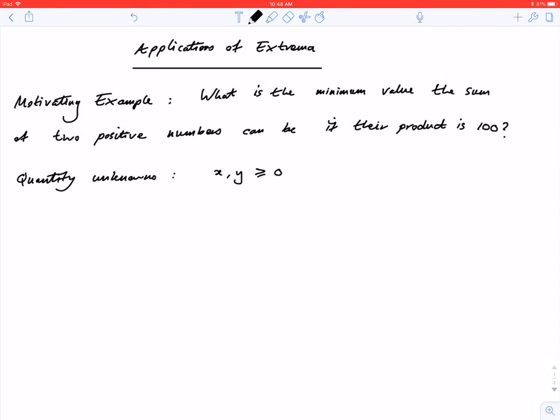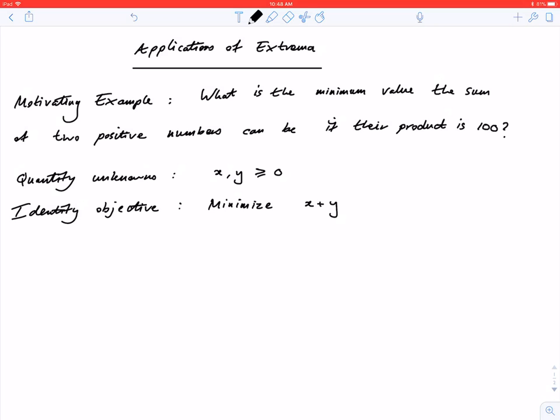So let's identify the objective. That's really important. When you see a word problem like this, you've got to ask yourself, what are you actually trying to do? What is the objective of the problem? Identify the objective. So we want to minimize the sum. So we want to minimize the quantity x plus y. Okay, so that's the entire aim of the game.